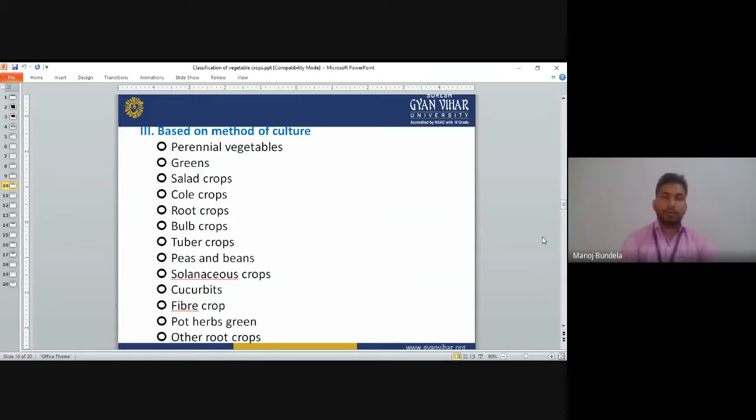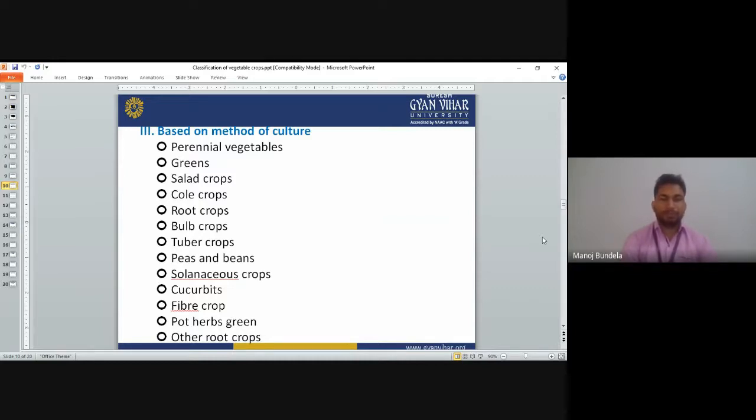Based on the method of culture, vegetables are classified into different types. Perennial vegetables: some beans are perennial in nature. Greens and salad crops: tomato, carrot, and radish are used for salad. Cool crops: cabbage, cauliflower, knol-khol, broccoli. Root crops: normally carrot and radish. Bulb crops: onion, garlic. Tuber crop: potato.